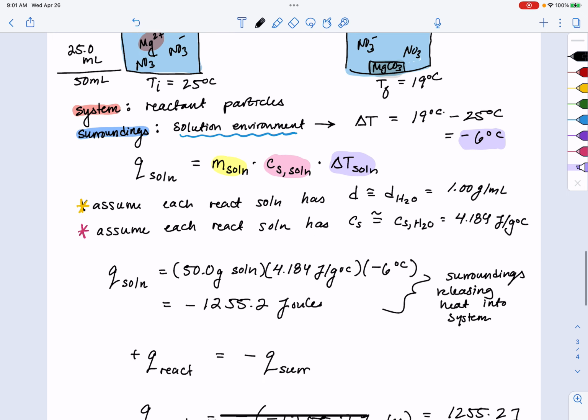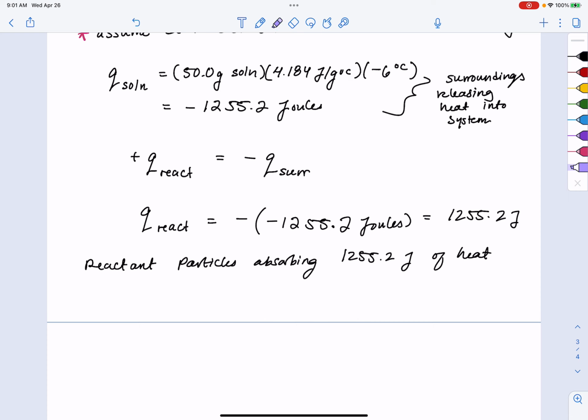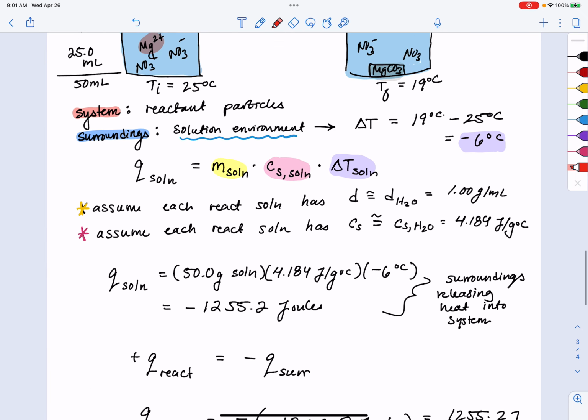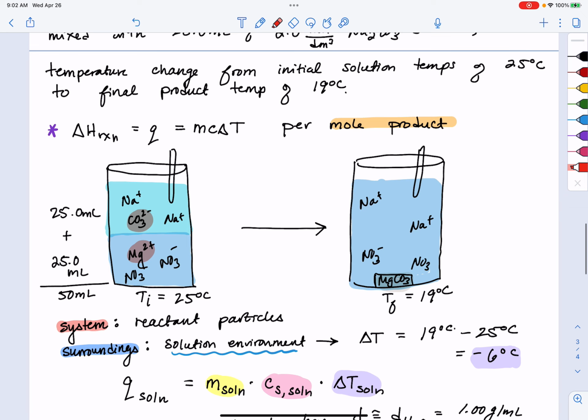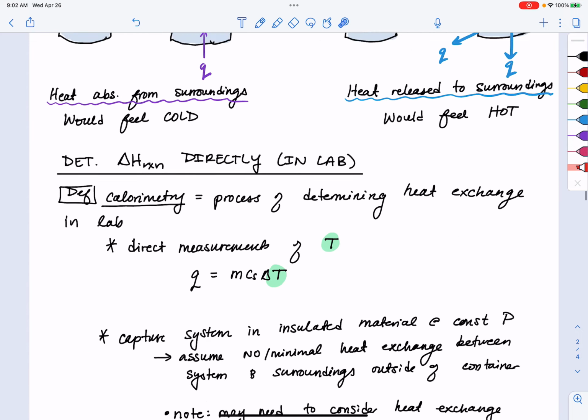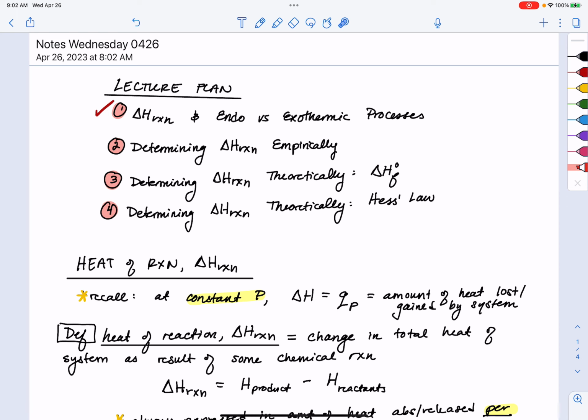All right, I'm going to break this up into two parts because now that we have information about our system, we know how much our reactant particles have absorbed in joules. We need to now figure out how much heat has been absorbed per mole of product. In order to figure out the moles of product that are made, we're going to have to do some stoichiometry. So in part 2 of this lecture series, we will continue on with this example, determining the heat of reaction empirically by looking at how many moles of product are made.